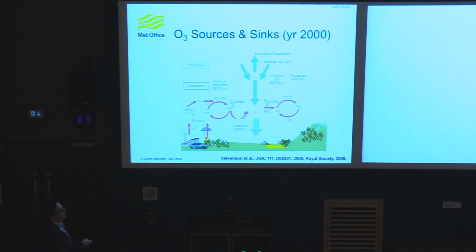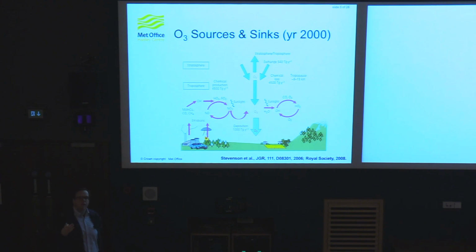But in this paper, they decided to say that these two terms are balanced. Then there is some influx from the stratosphere. Stratospheric ozone is mixed down through the tropopause into the troposphere, and then there's the deposition, removal of ozone at the surface, and this amounts to about 1,000 teragrams.